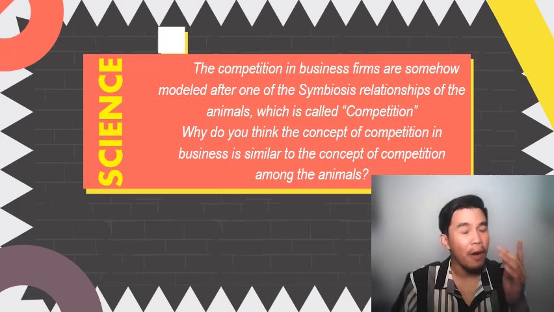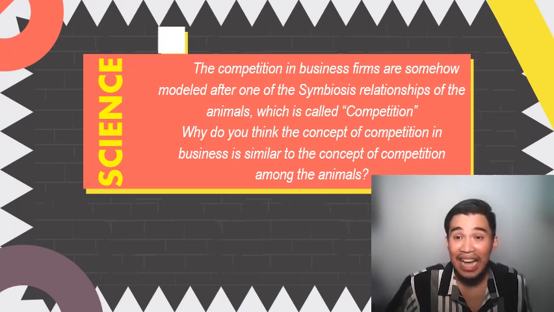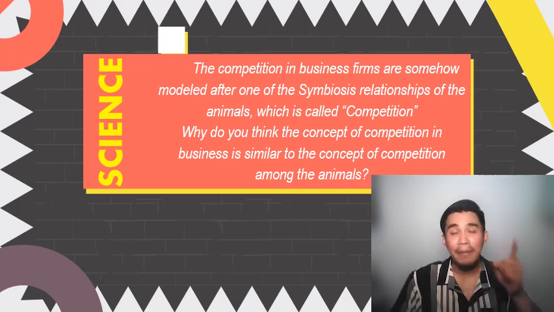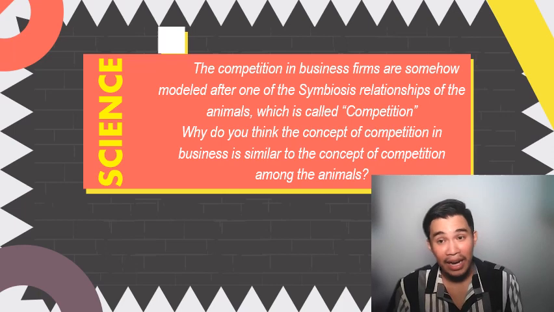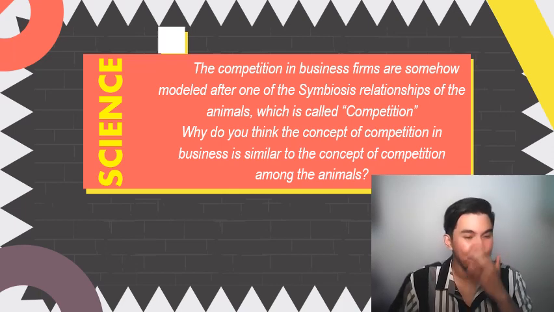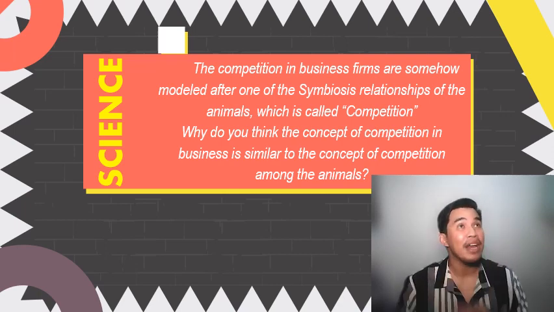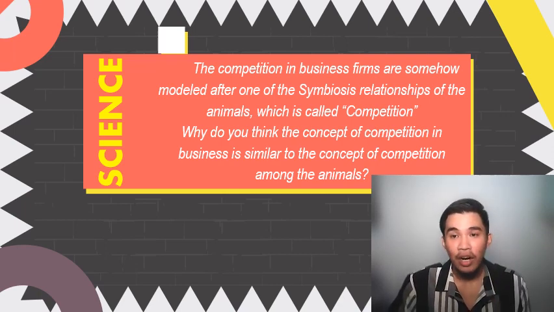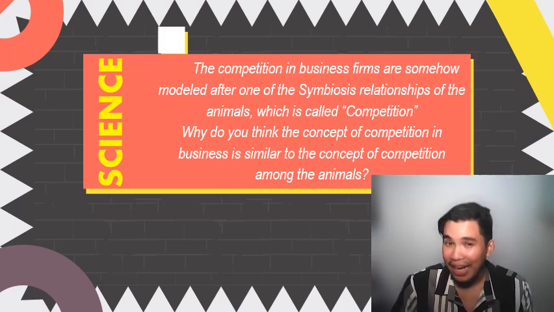Kasi the concept of competition in animals is nag-aagawan sila ng prey nila because in a competition there is a predator and a prey. So most probably there are two or more predators who are fighting for that certain prey, di ba? Let's say for example, merong tiger and lion which are fighting for a deer, which is the prey.